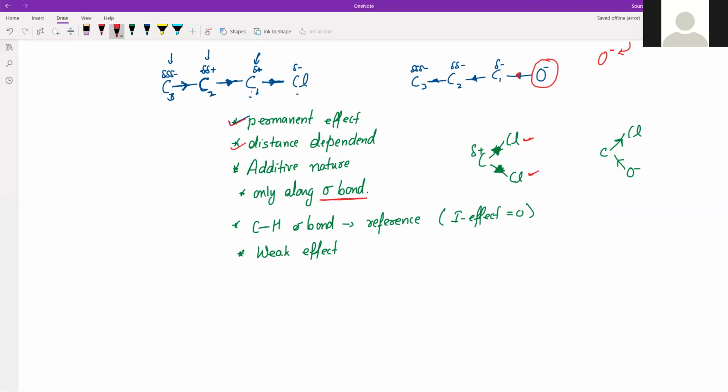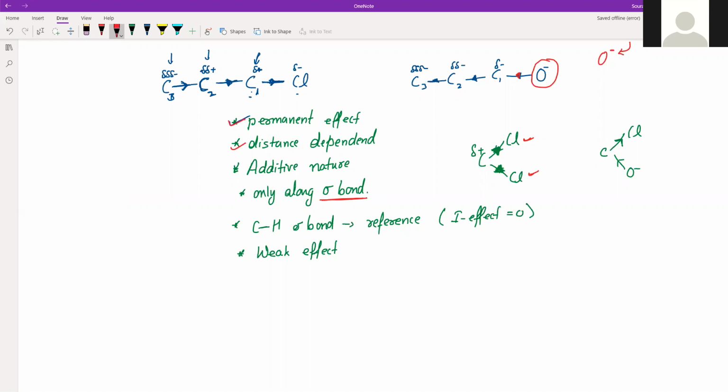Right? So whenever there is a pi bond, we will not be thinking about induction. There will be something else. Then the carbon and hydrogen sigma bond is taken as a reference, for which we take the inductive effect as 0. Next, it's a weak effect since sigma bond electrons are strongly held.